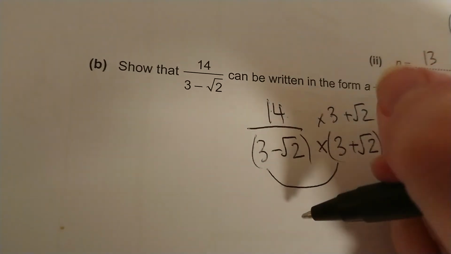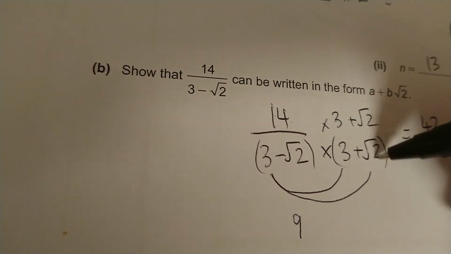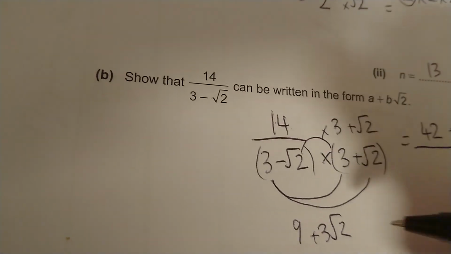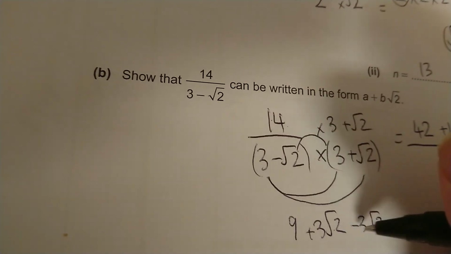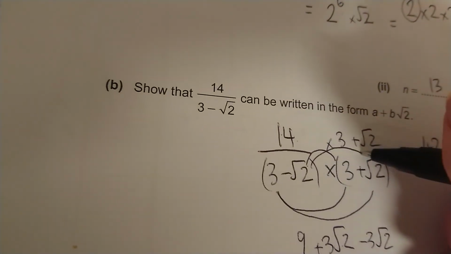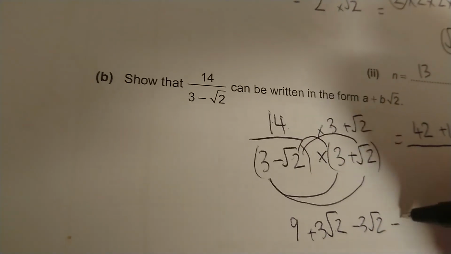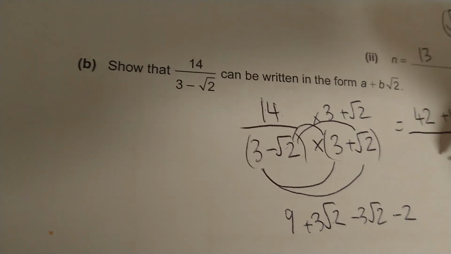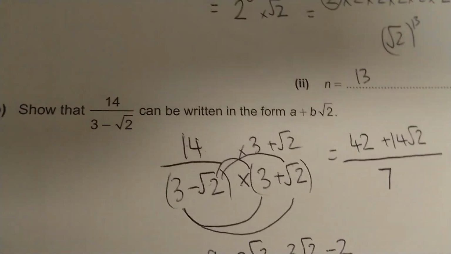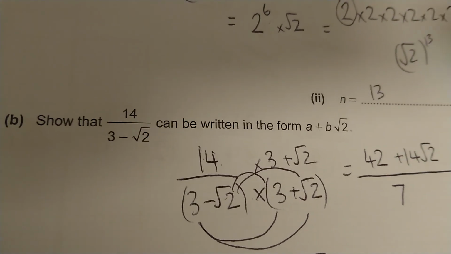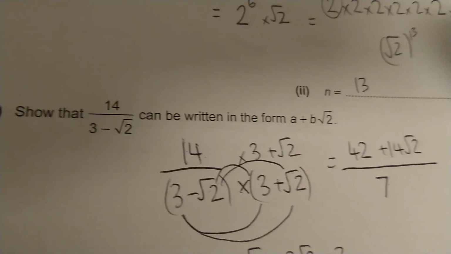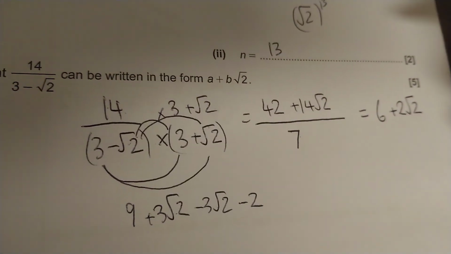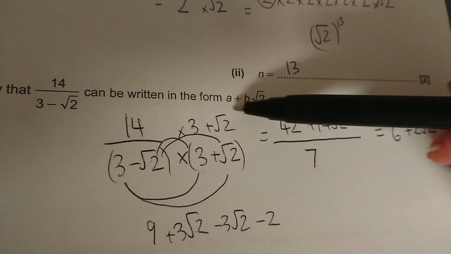So 3 times 3 is 9, 3 times root 2 is 3 root 2. Then I'm going to get minus root 2 times 3, so that's minus 3 root 2, and you'll notice they cancel, which should always happen. And then minus root 2 times root 2 is minus 2. So the middle bits here cancel out, and I've just got 9 minus 2, which is 7. And so 42 divided by 7 is 6, 14 divided by 7 is 2, so it would be 6 plus 2 root 2. So that should be the final answer, because it's now in that form.